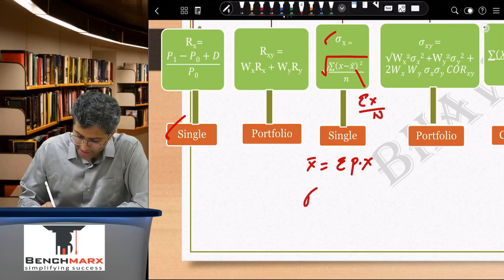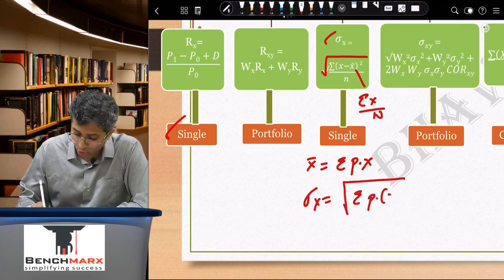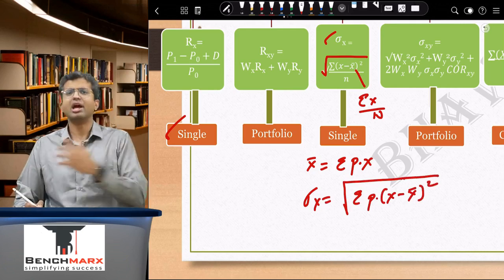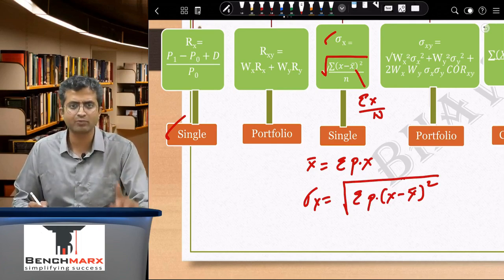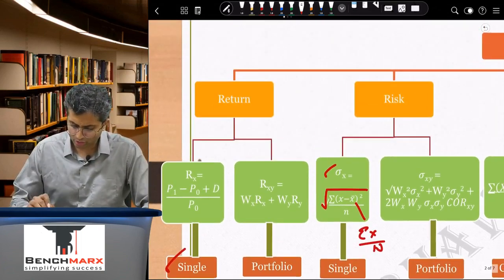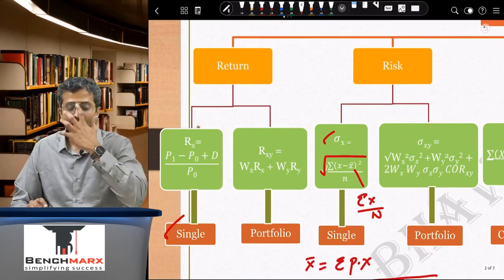However, whenever there are probabilities, remember, you should never divide by n because you're multiplying by p. And then when you calculate standard deviation of x, that can be calculated as under root summation p into (x minus x bar) the whole squared. Again, you will not divide by n. Remember, across the board, whenever you are using probabilities, you will never divide by n. Okay, so that gives you the risk of a single security.